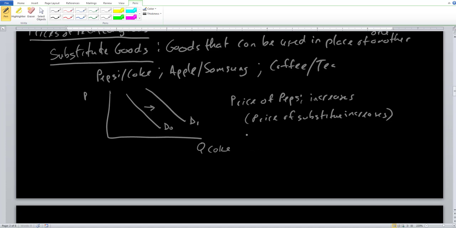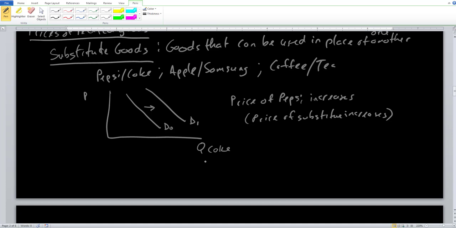And once again, it is a non-price determinant. We changed the price of Pepsi. We didn't change the price of Coke. So do be aware of that. So when the price of a substitute increases, you want more of the good that we're taking a look at. You only care about relative prices in this instance.